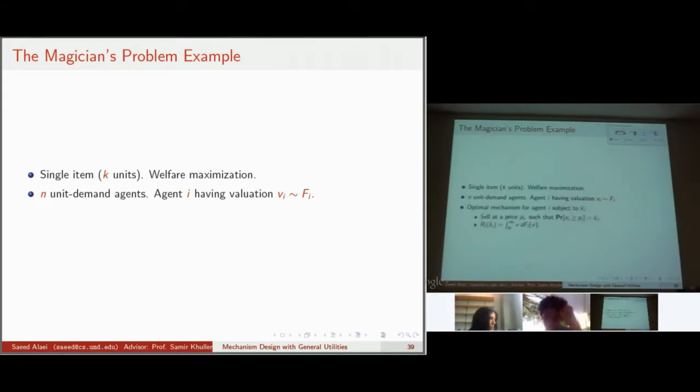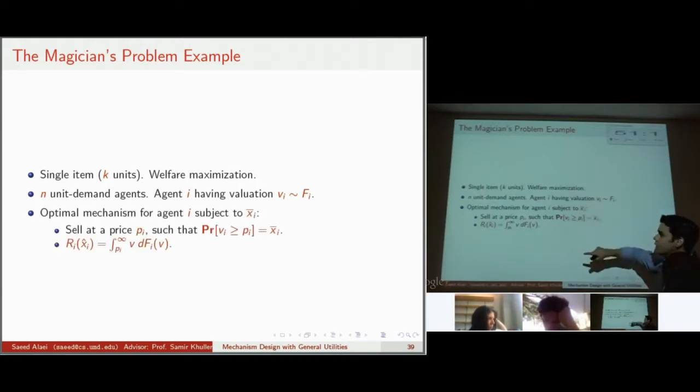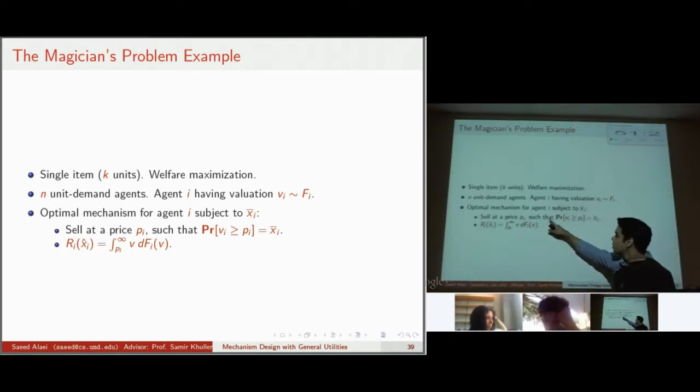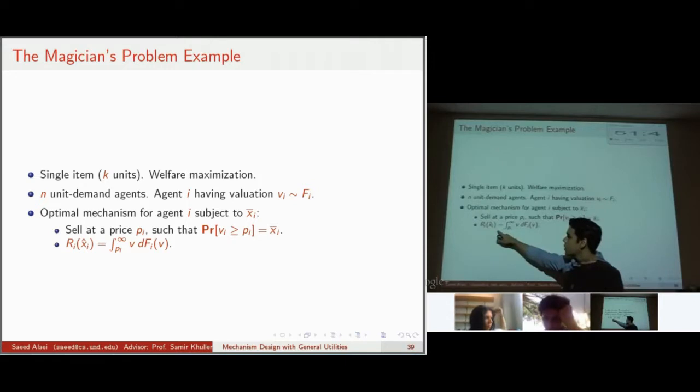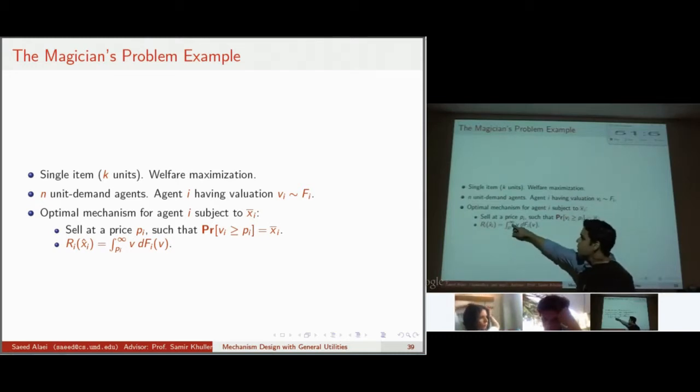Okay, so for each agent i, subject to an upper bound on the probability of allocation, the best thing that you can do to maximize the welfare of that agent is to find a price such that the probability that the agent's value is above that price is exactly equal to this probability, and then you just sell to the agent at that price. And the probability that you sell is exactly this. You can compute the expected performance of the single agent mechanism subject to this should be x bar. It's exactly this integral. Basically, you're integrating from this price up to infinity the valuation of the agent weighted by the distribution of that agent.